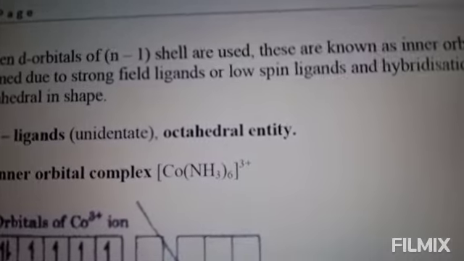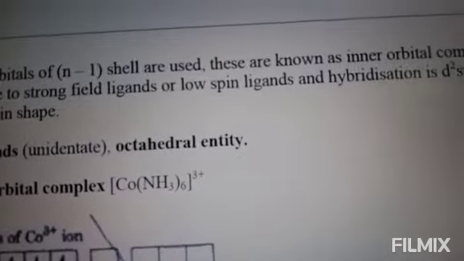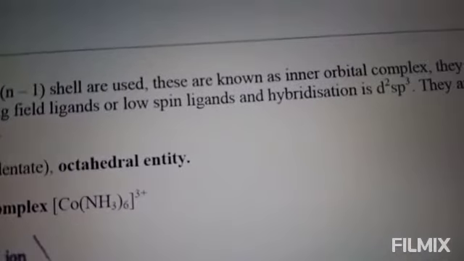They are formed due to strong field ligands, and if a strong field ligand is there, then we can say it is a low spin ligand, and if a low spin ligand is there, then the hybridization should be d2sp3, and they also have octahedral shape. Now let us see the first one, that is 6 unidentate ligands along with the complex, having an octahedral entity.